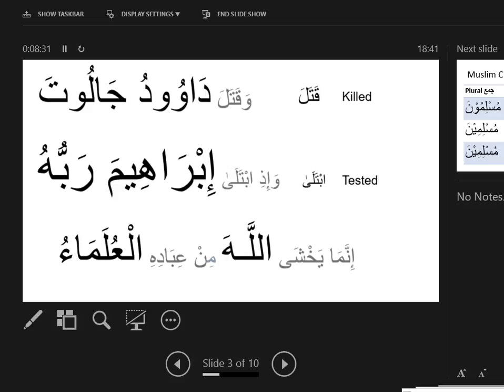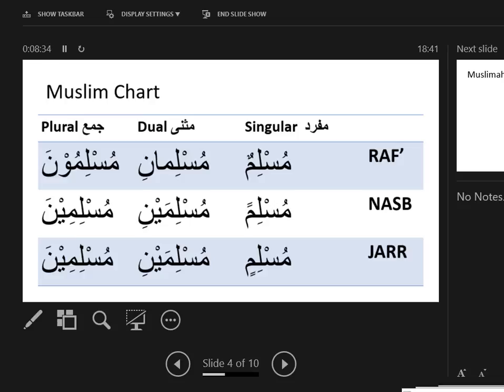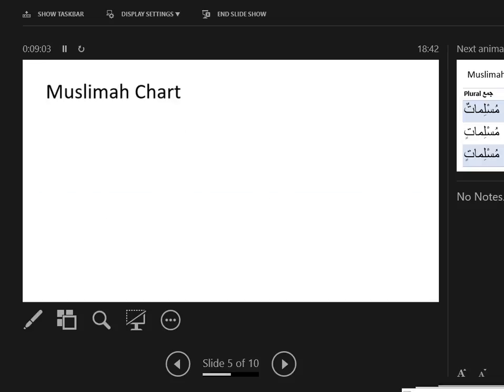Okay, let's continue. I already gave you this Muslim chart, right? Muslimun, Muslimin, Muslimin. Have you already memorized it? Just try to memorize, and inshallah it will make a lot of sense and be a lot easier for you to analyze the Arabic. This is the Muslim chart, and there's also the Muslimah chart.